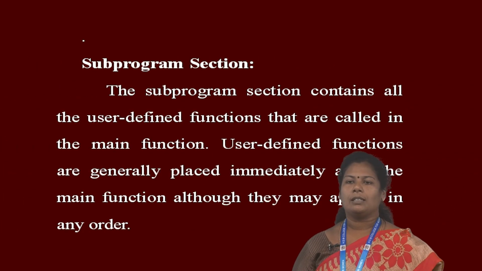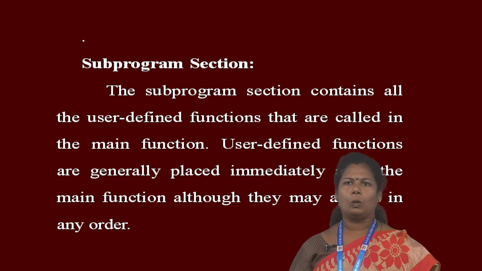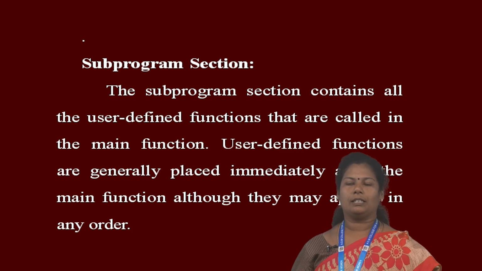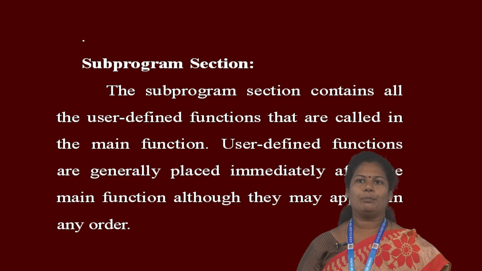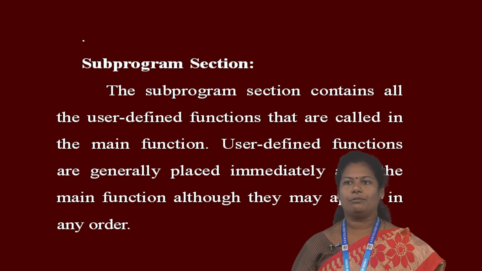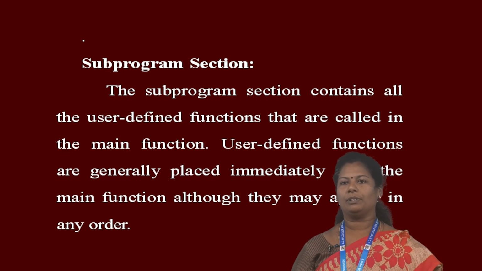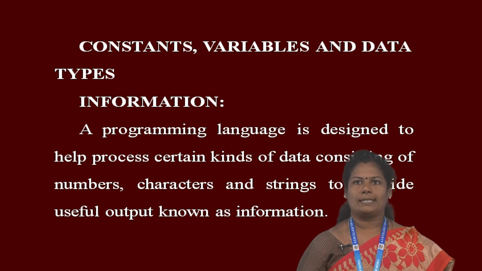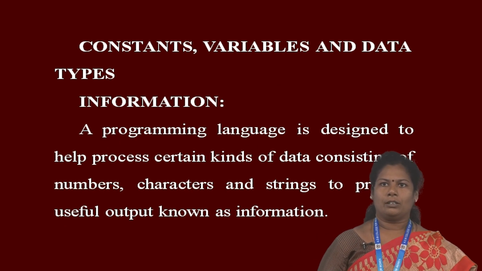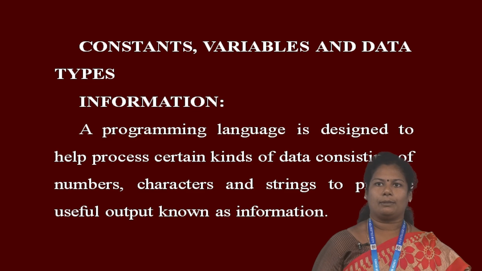All the statements in declaration and the executable parts end with semicolon. Subprogram section. The subprogram section contains all the user-defined functions that are called in the main function. These functions are generally placed immediately after the main function, although they may appear in any order. Next one is constants. Constants, variables, and data types.